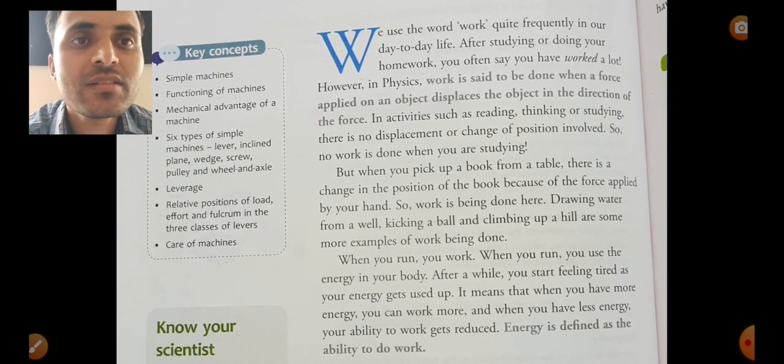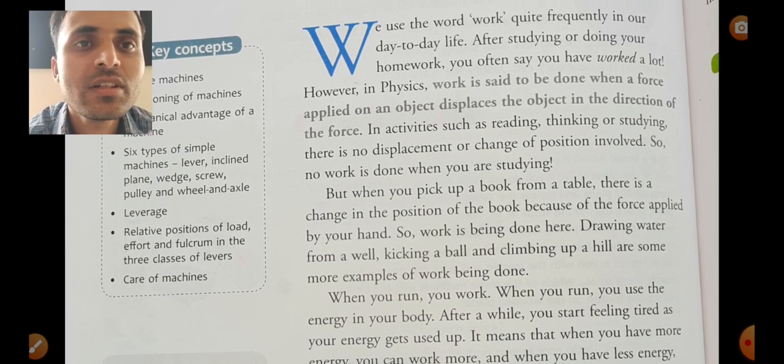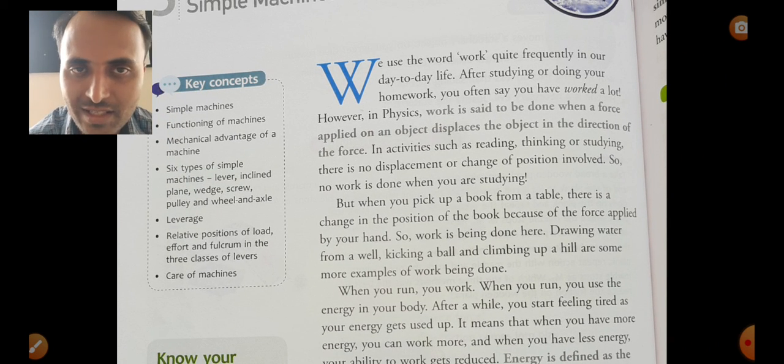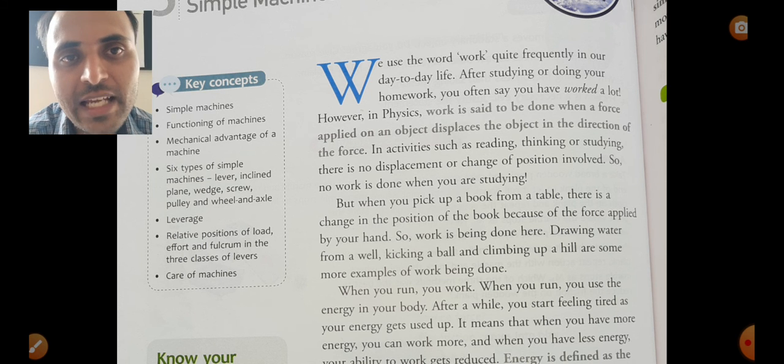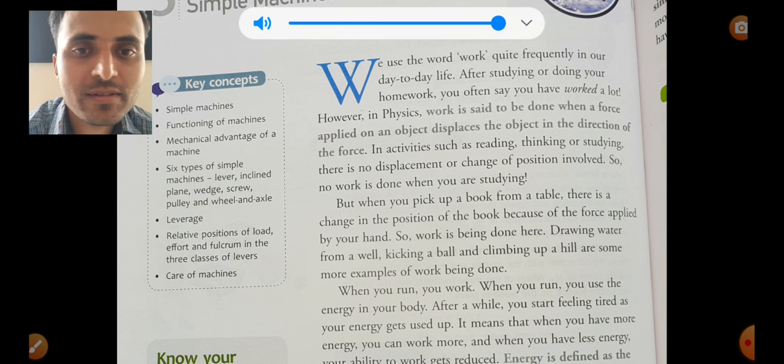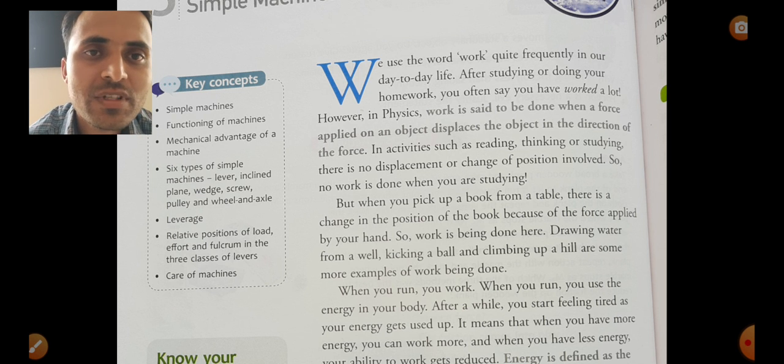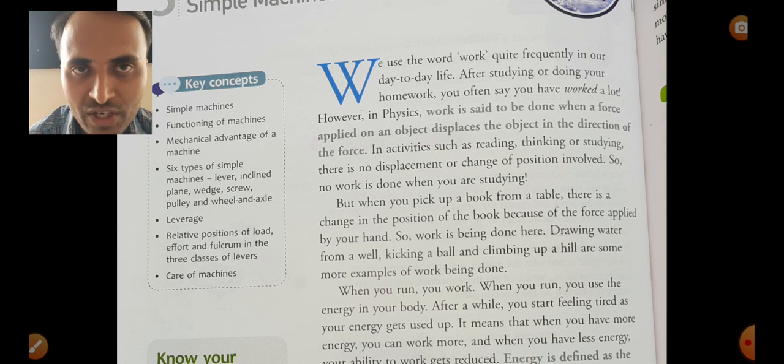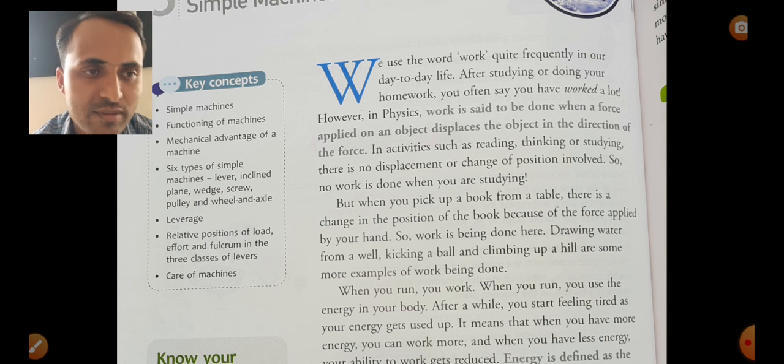So what are the key concepts we have to see? Different points we have to discuss. The key concepts are simple machines: the meaning and definition of simple machines, and then the functioning of simple machines, how they work. That we have to discuss.